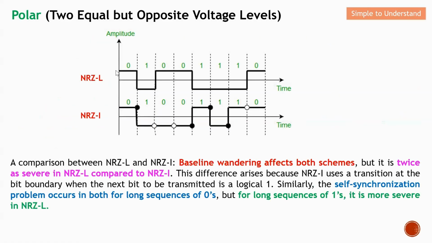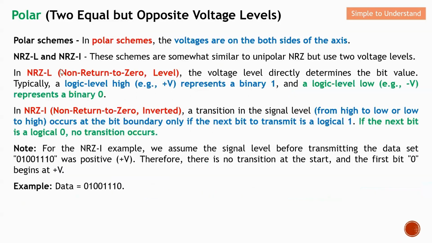From here, you can see that if it's a bit 0, I have a positive voltage to indicate it. If it's a bit 1, I have a negative voltage level to represent it. This is for the non-return to zero level, NRZ-L, which is quite similar to non-return to zero. Basically, for non-return to zero, they only have one level, and the other level will be at 0.